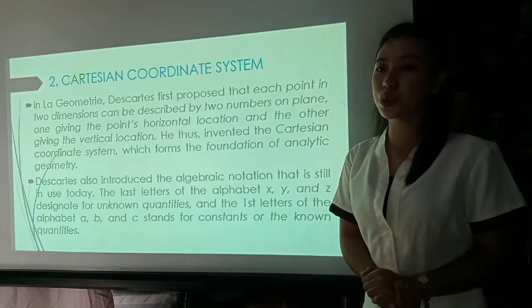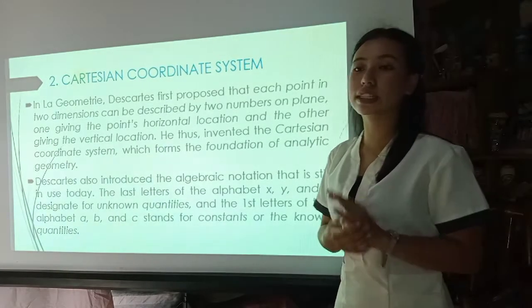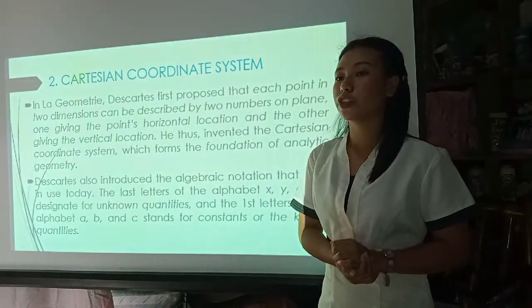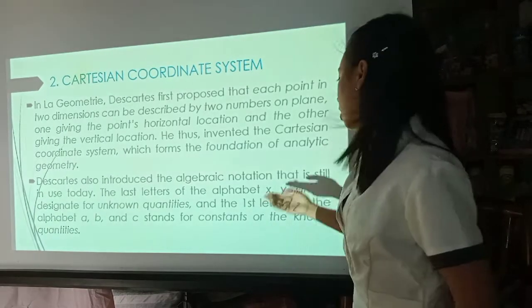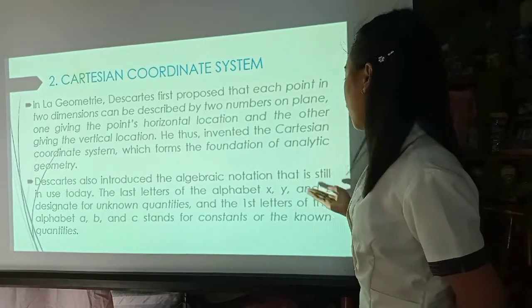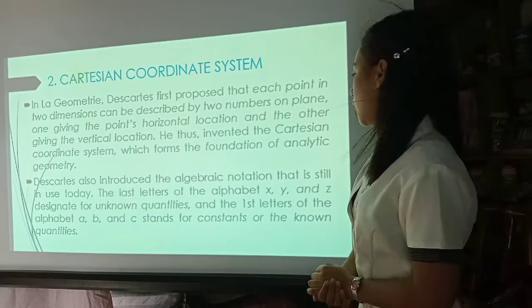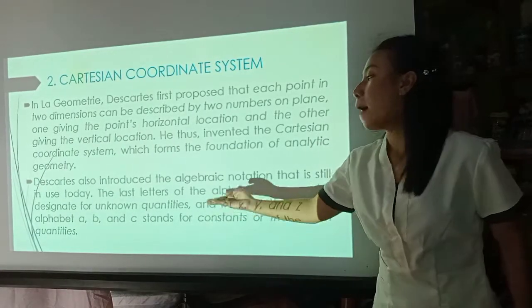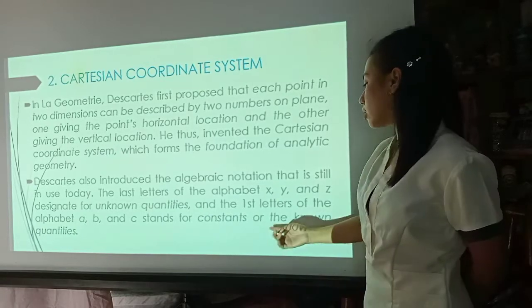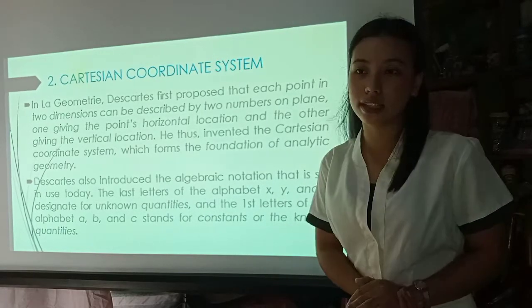Descartes also introduced the algebraic notation that is still in use today, in which the last letters of the alphabet, x, y, and z, designate unknown quantities, and the first letters of the alphabet, a, b, and c, stand for constants or the known quantities.